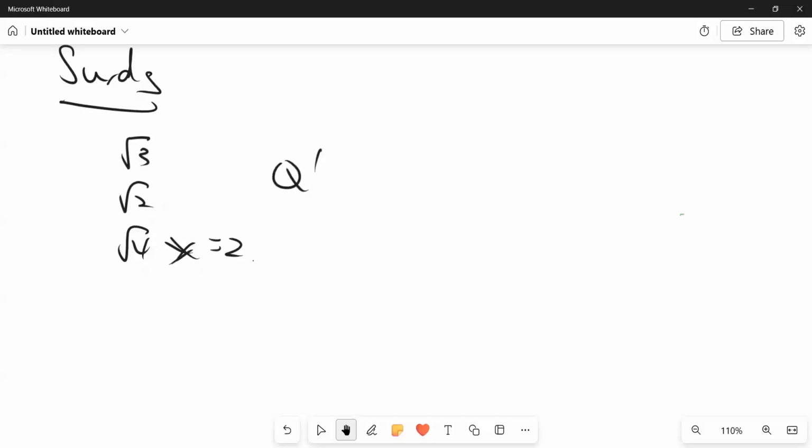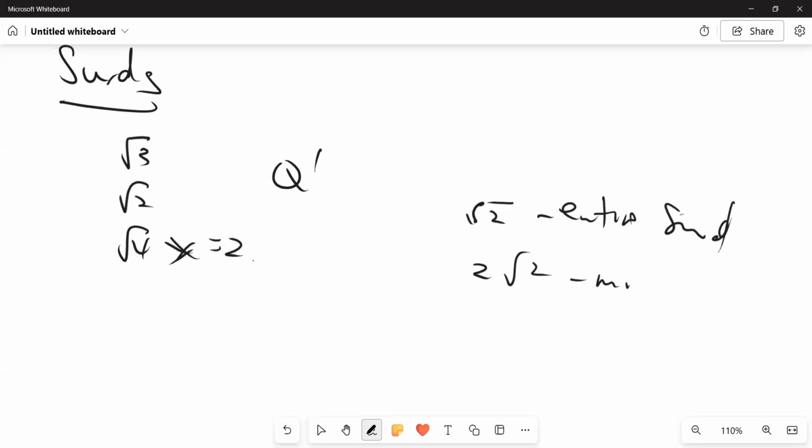Good. And then just to introduce some things you might hear about surds, you'll hear about what we call an entire surd. What's an entire surd? Root 2, you call that an entire surd. And you'll have, let's say, 2 root 2, you call it a mixed surd. You have these names, and different textbooks will give you all kinds of things.